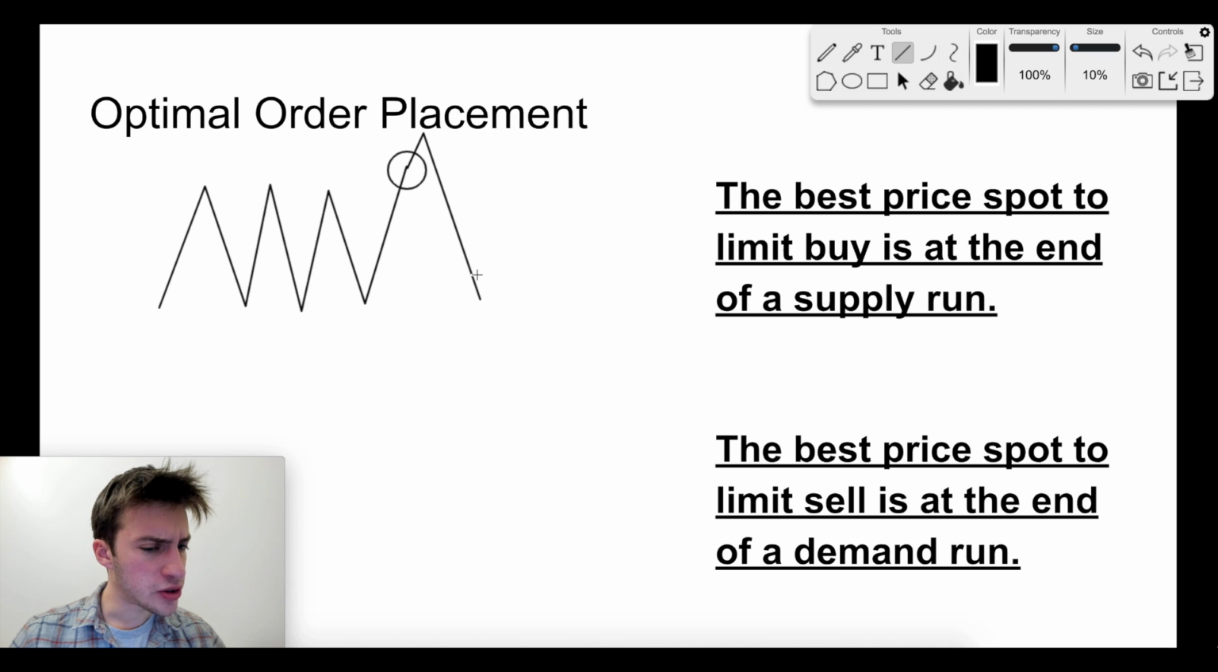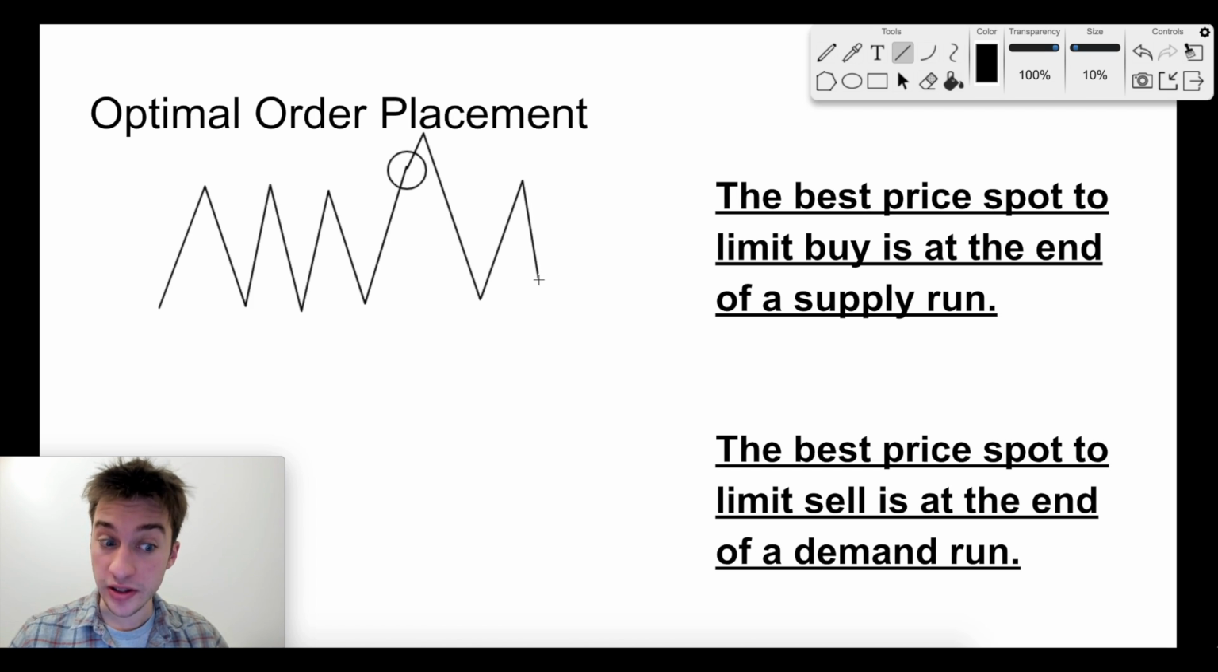Now, what does trader number two do? Here's what trader number two does. He's not going to use a market buy order and market buy at the top like this trader did. What he's going to do is say, all right, I currently see a demand run. There are currently many limit buys that are pushing price higher. There are currently many market buys. Price is going to continue going higher. I am not going to limit buy. I am not going to market buy.